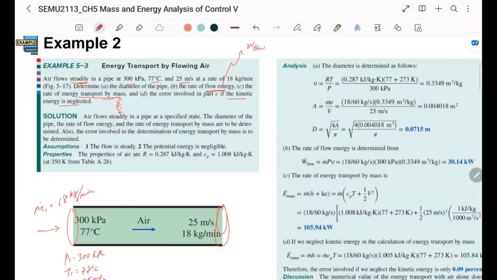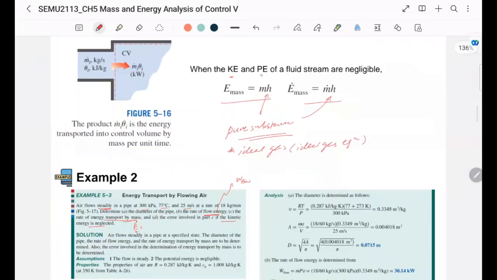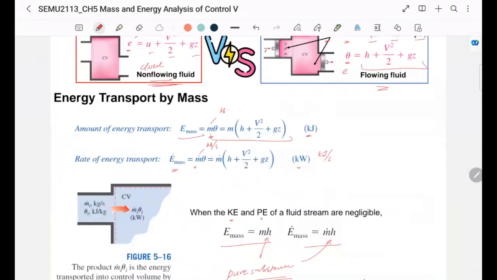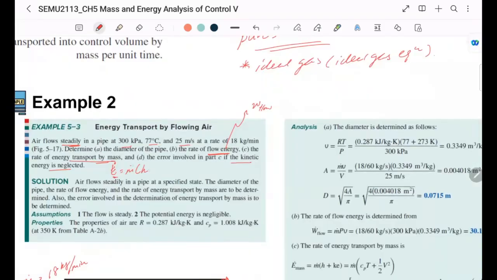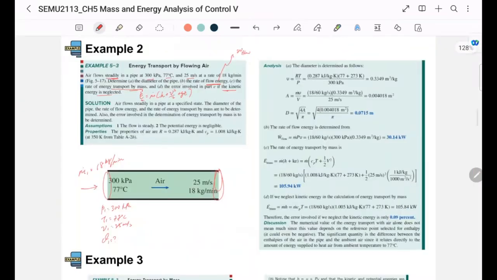Because we know this E dot should be equal to the full equation: M dot H plus V squared over 2 plus GZ. But part B wants us to ignore this, then see what will happen. So one by one, let's start by finding the area.